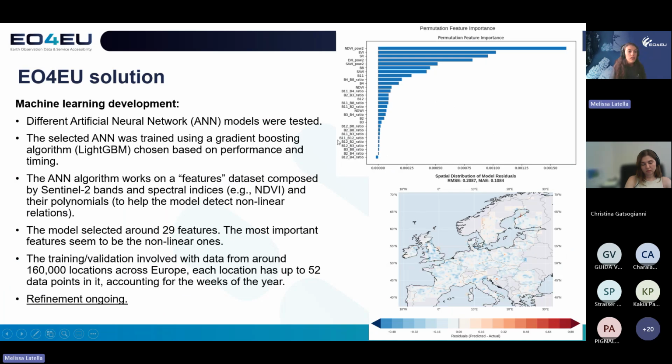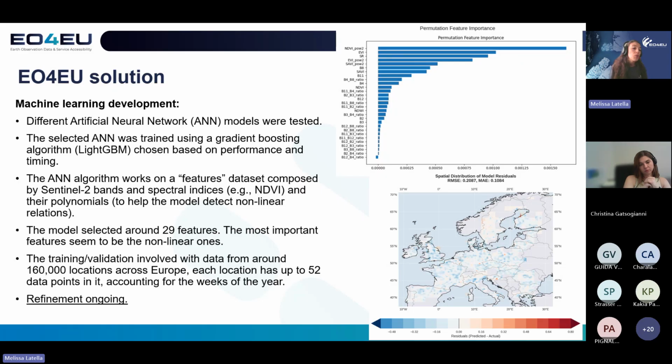Here are some details about the machine learning development. We'll skip a bit, and then if you are interested, you can ask me more in the Q&A session. Basically, we train a lot of very different artificial neural network models, and then we select the most performing one, both in terms of performance and in terms of computation time.